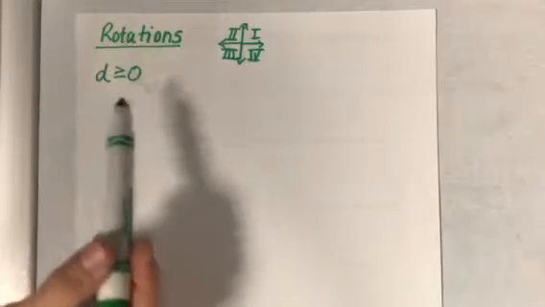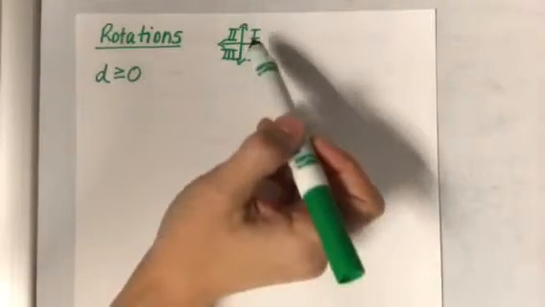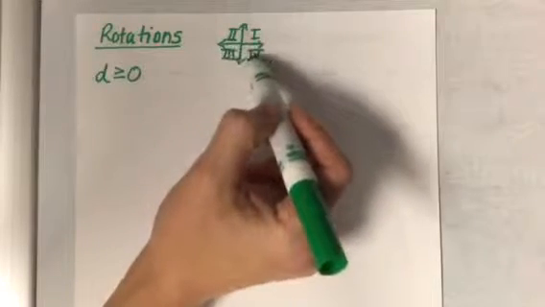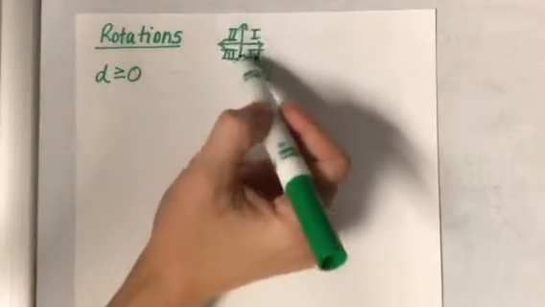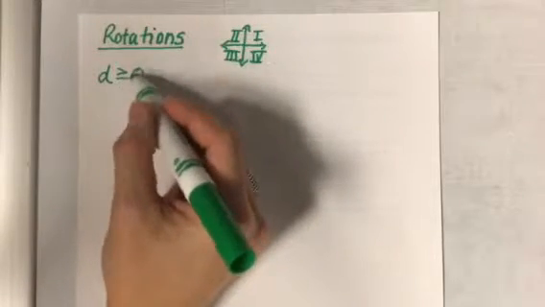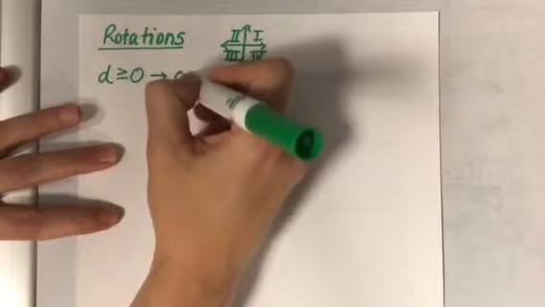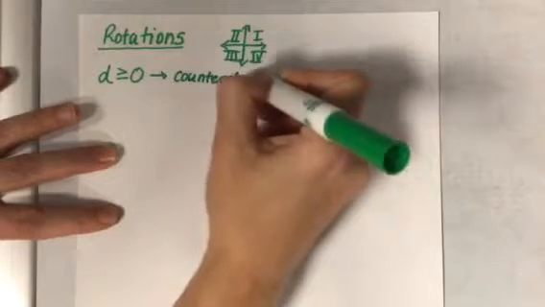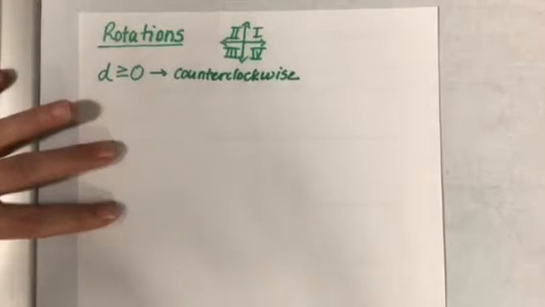Okay, so you're going to see where degrees are greater than or equal to 0. On our coordinate plane, notice what happens when our coordinates increase. We go from 1 to 2, 2 to 3, 3 to 4. What direction am I moving there? Counterclockwise. So whenever you see the degrees are greater than or equal to 0, that means you're going to move your rotation counterclockwise. Okay? Counterclockwise.